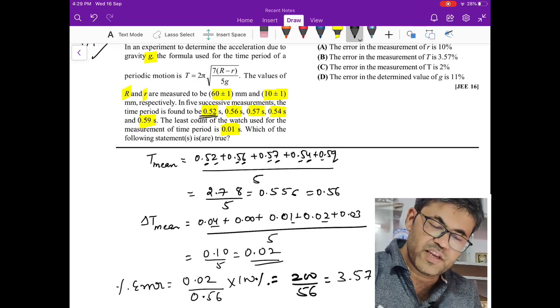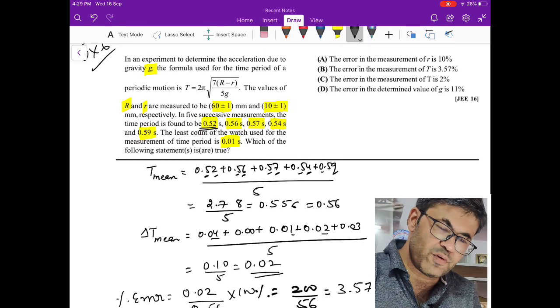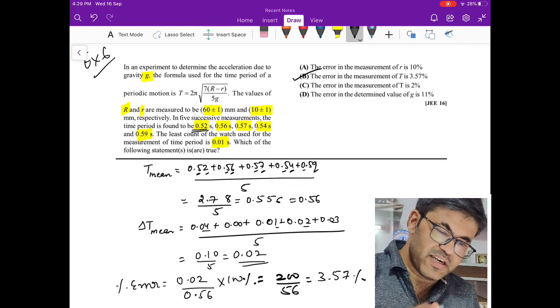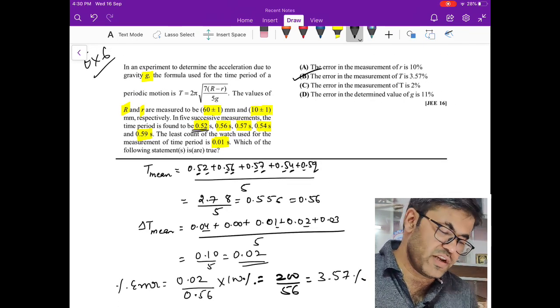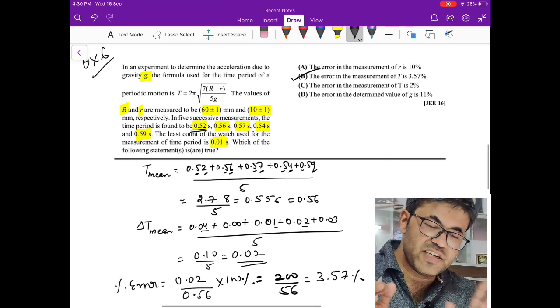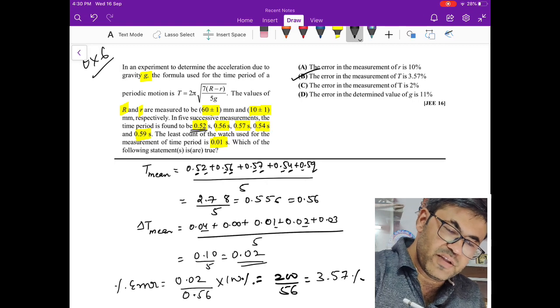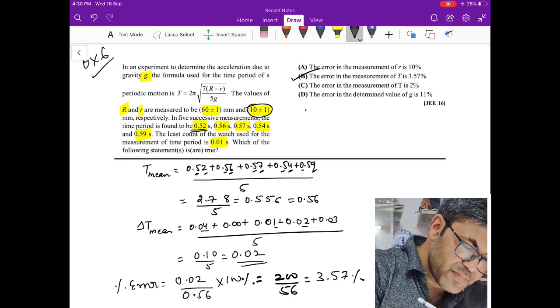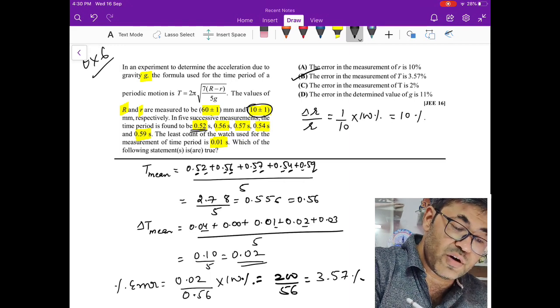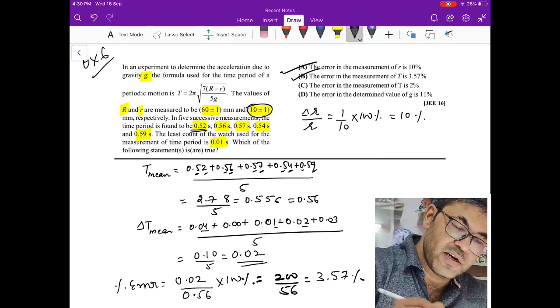I can see from the options that this would be the case, not 2%. So this B is correct, but it's a multiple correct question, it has more than one option correct. So one thing we have done, the measurement of t, out of B and C, B is correct. Now in the measurement of small r, what is small r? 10 plus minus 1. So the error would be delta r by r, that is 1 by 10, and in percentage into 100%, it's a huge error, 10%, so A is correct.